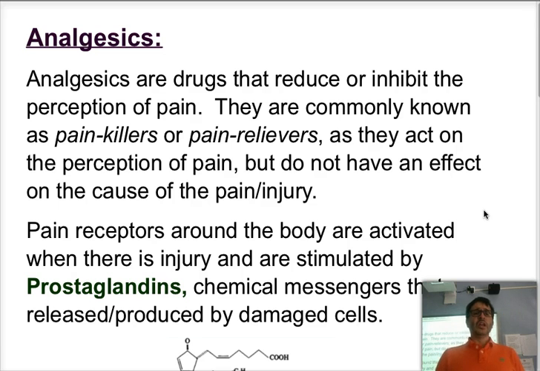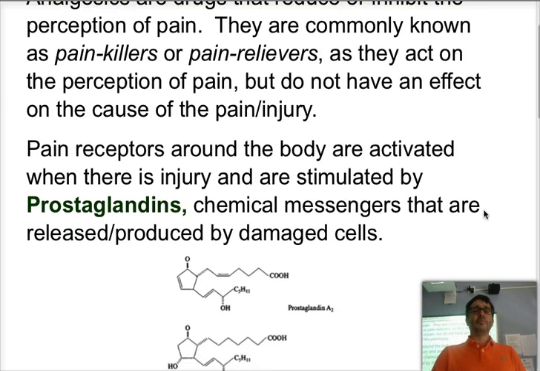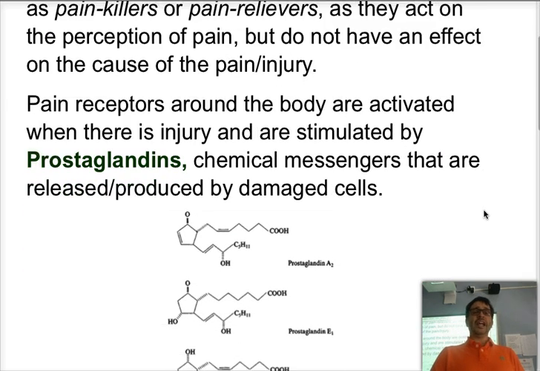And how does that work? Our body, our nervous system, has pain receptors throughout the body, which are activated or stimulated by prostaglandins. All right? Prostaglandins are chemical messengers that are found and released by damaged cells.